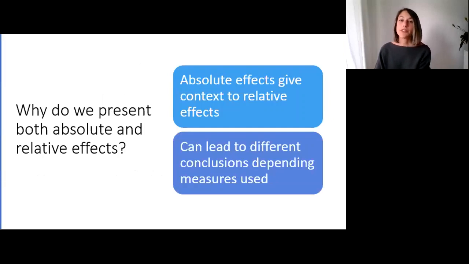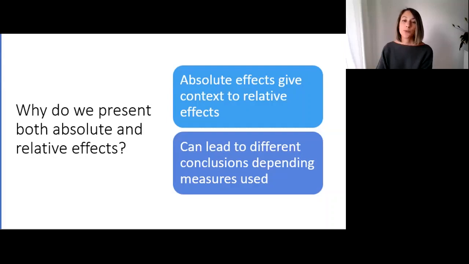So in order to properly interpret the effect of a particular exposure on an outcome, it is important to report both relative and absolute effects. The absolute effects give context to the relative effects. This is because absolute effects, such as risk differences, incorporate information about the prevalence of the outcome in the population, whereas relative measures such as odds ratios or risk ratios only provide information about the strength of the association.